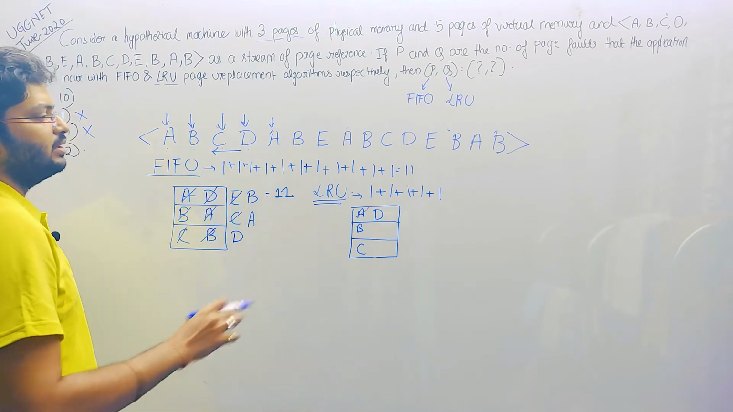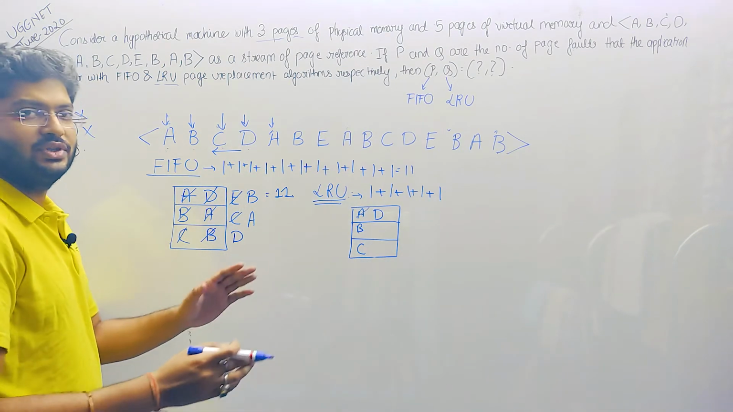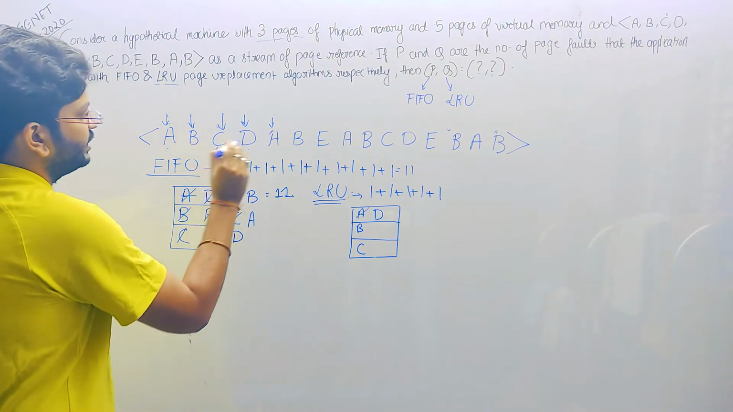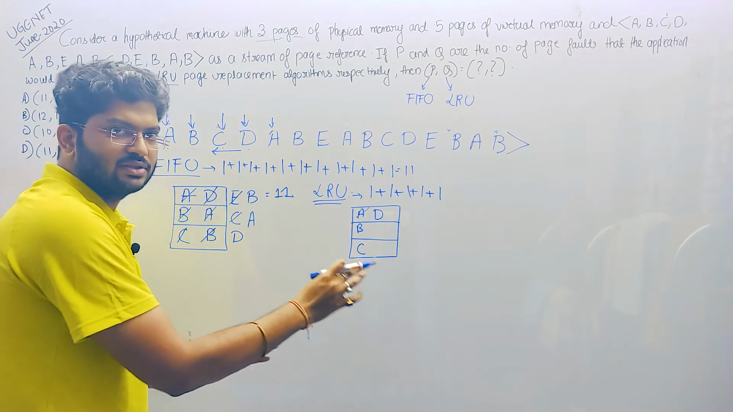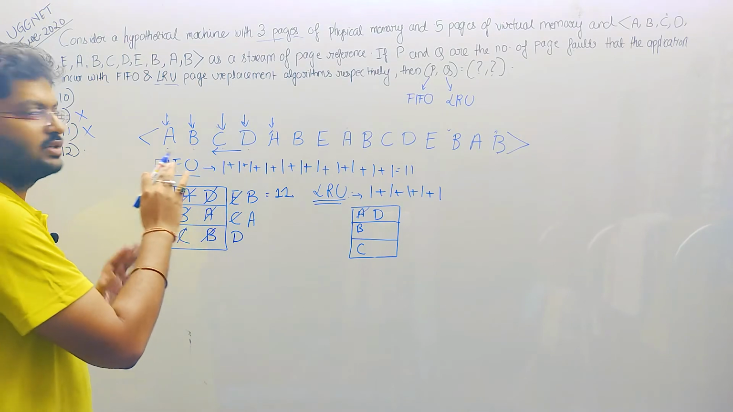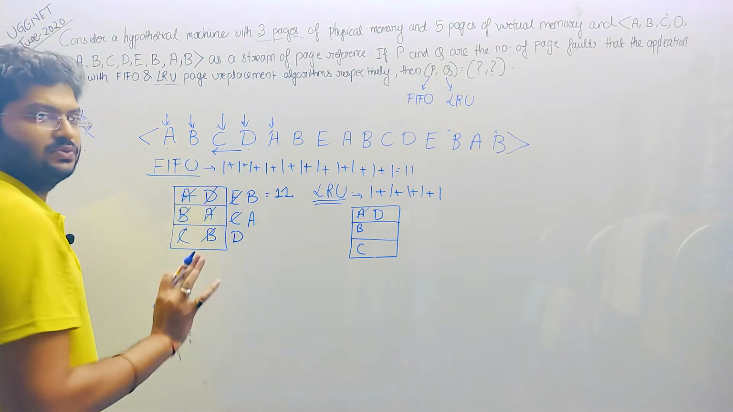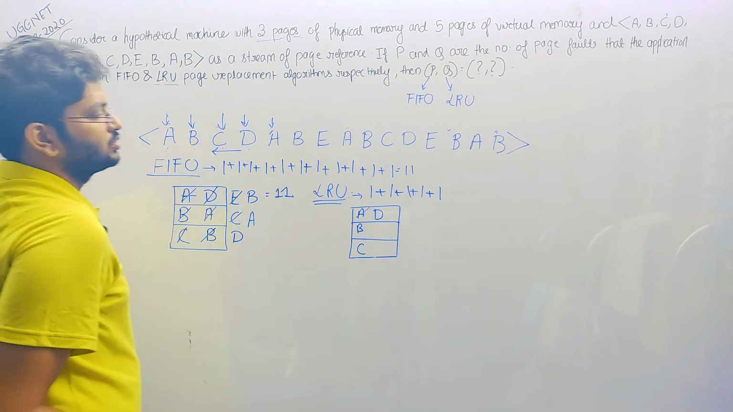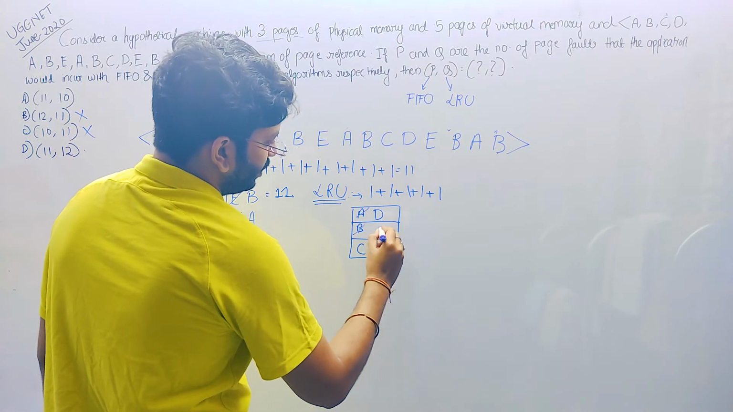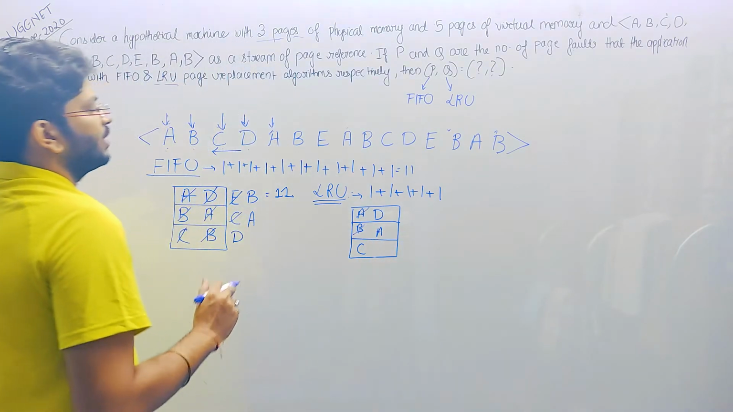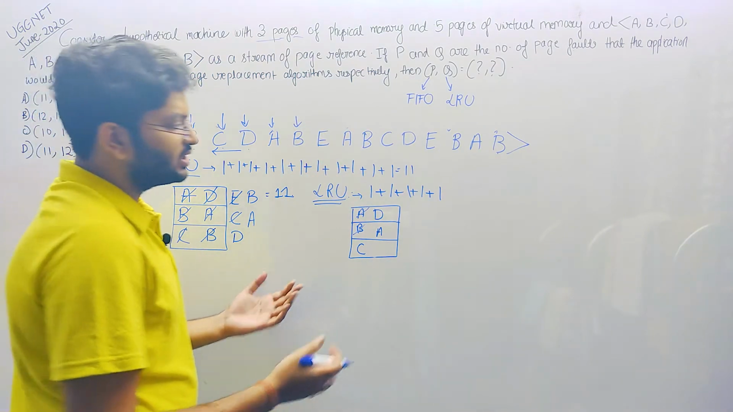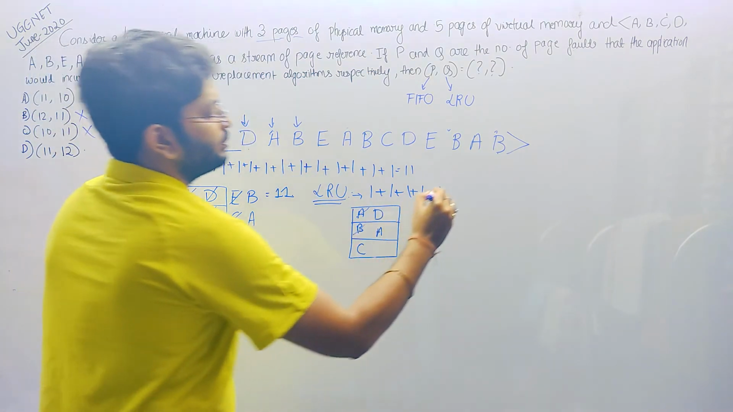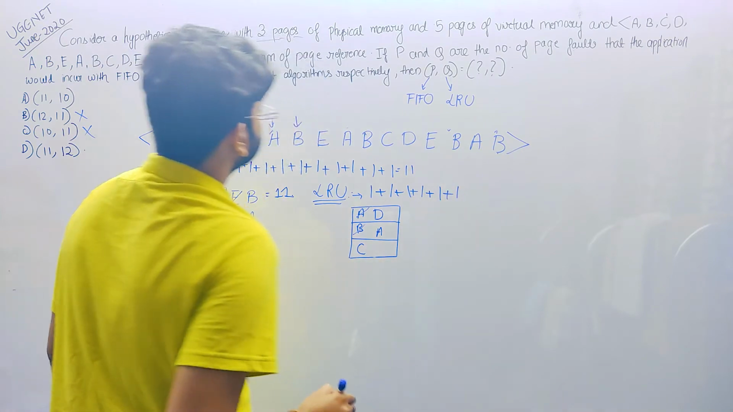From B, C and D, which one is the farthest? You have to check only the entries that are present in this table. So B, C, D, which one is farthest? B is farthest. So I have to cut out B, and in that place A will be placed. Now I'm searching for B. B is also not present in the page table, so one page fault for B also.